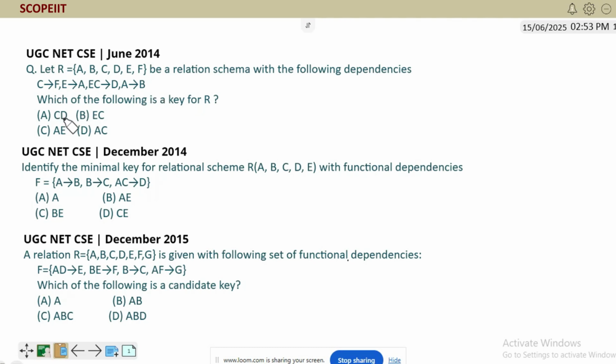So here you will find the closure of all the four options, and if you get all the elements of the relation on the right hand side, then you can say that it is a candidate key. So let us solve this question.